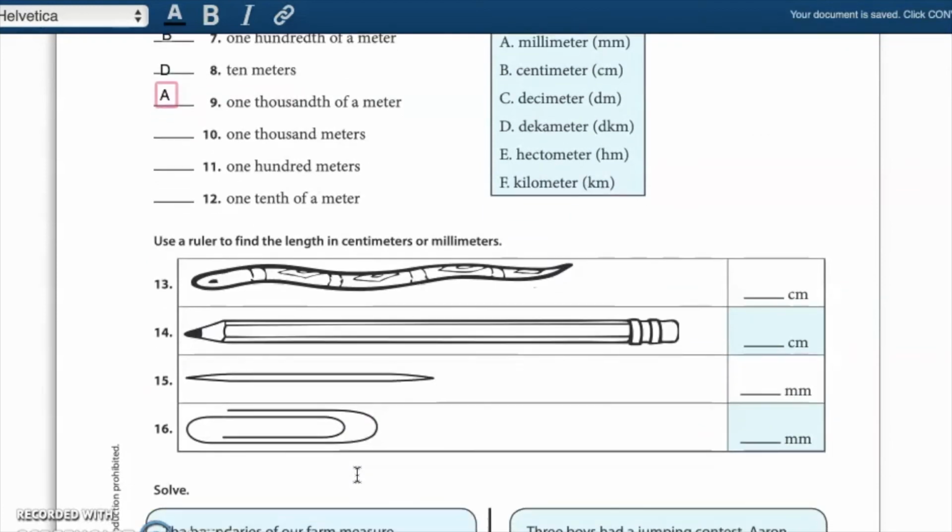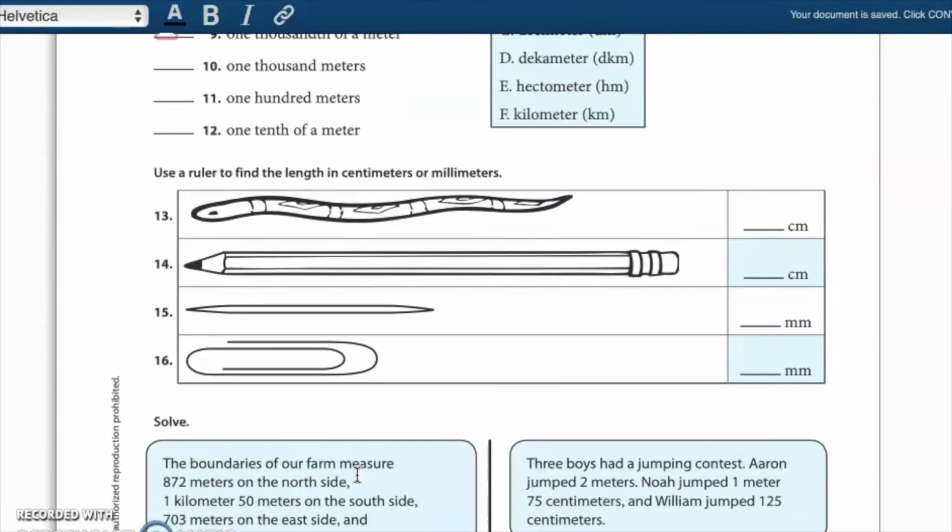And for number 13, 14, 15, 16, you need to take out your ruler and you need to start measuring them. However, watch out for the unit, because number 13 and 14 is in centimeter when 15 and 16 are in millimeter.